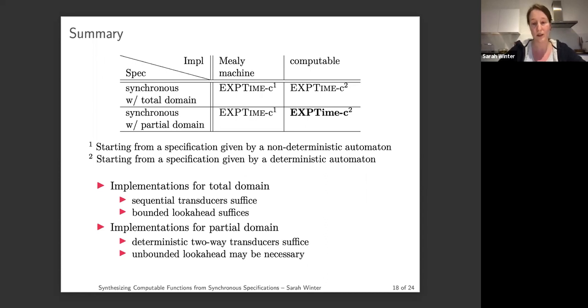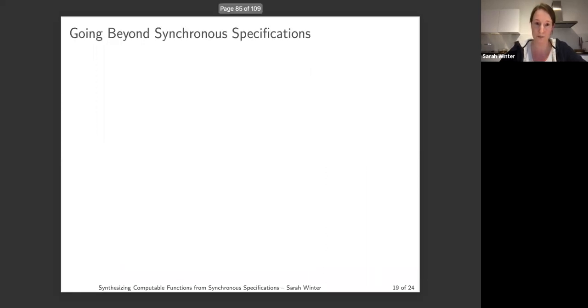Okay, so this is the main result I wanted to show you. But now we can ask ourselves, what if we take a look at specifications that are more powerful than synchronous specifications? Could we also decide if there are implementations? Can we compute implementations?